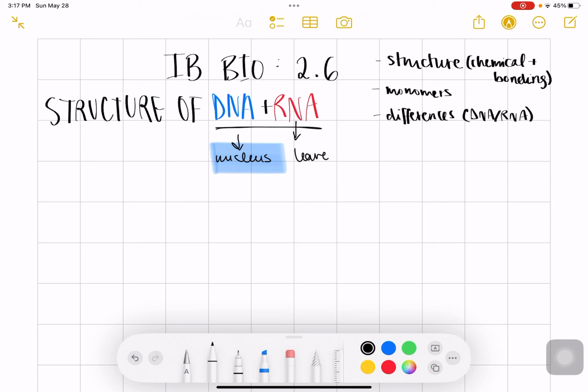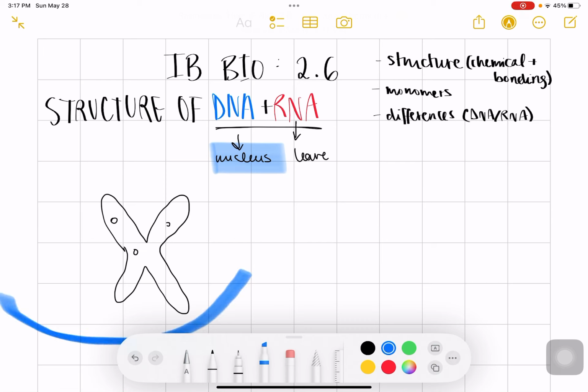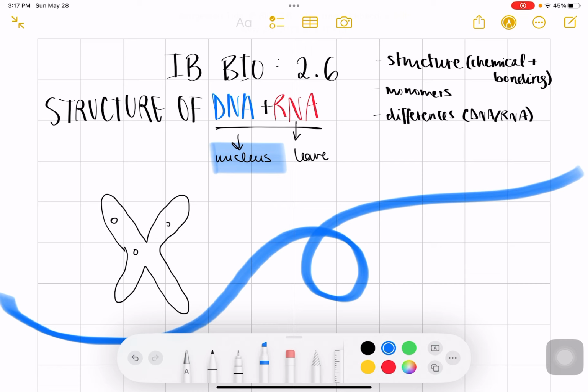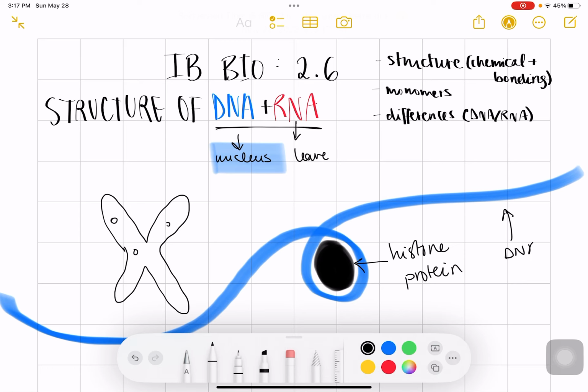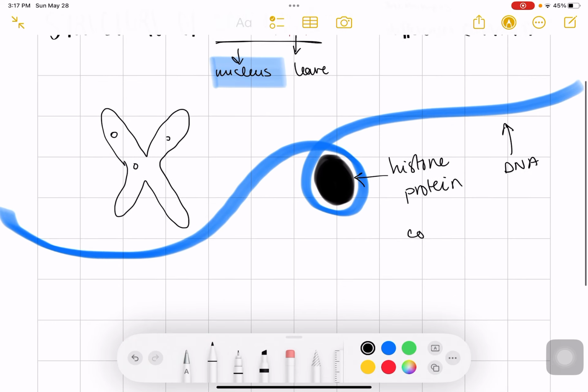DNA condenses in the nucleus because it's an extremely long strand. For it to fit in the small nucleus of a cell, it needs to be rolled up really tightly, which as we know is formed in little chromosomes like this, wrapped around histones like that. Here's a little example that I like to draw. This is the DNA strand, and in the middle we find a histone protein. So this is a histone protein, and this is the DNA strand. We do this to coil and condense the DNA to fit in the nucleus of the cell.